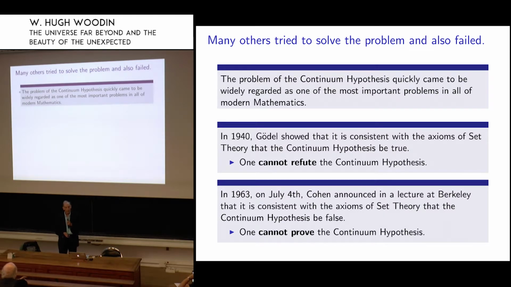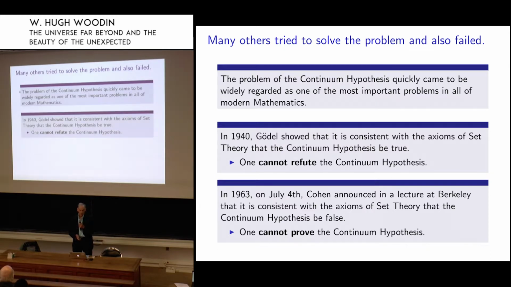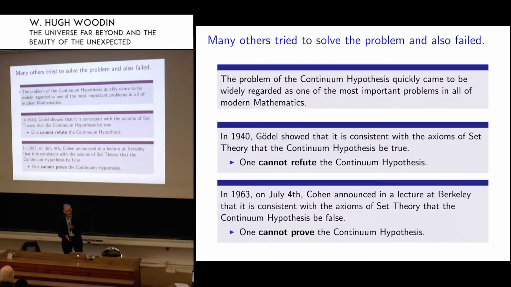Many others tried to solve the problem and also failed. So the continuum hypothesis quickly came to be widely regarded as one of the most important problems in all of modern mathematics. In 1940, Gödel showed that it's consistent with the axioms of set theory that the continuum hypothesis holds. So you cannot refute the continuum hypothesis, assuming the consistency of the axioms. And then the real earthquake happened in 1963, on July 4th, when Cohen announced in a lecture at Berkeley that it's consistent that the continuum hypothesis be false. So you cannot prove it.